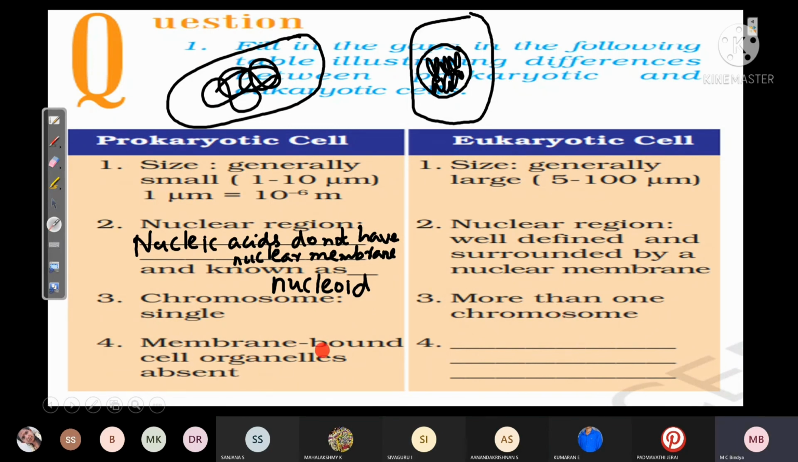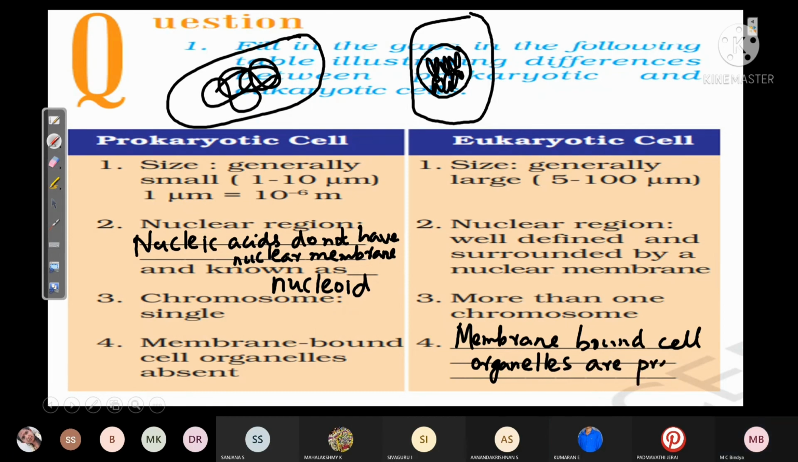Last difference, membrane-bound cell organelles are absent in the case of prokaryotes. Now, like that, we have to write about eukaryotes. What will you write here? Fourth point in eukaryotes. Membrane-bound cell organelles are present. Yes, like that you should write. Whatever is written on the other side, write the opposite here. Membrane-bound cell organelles are present.